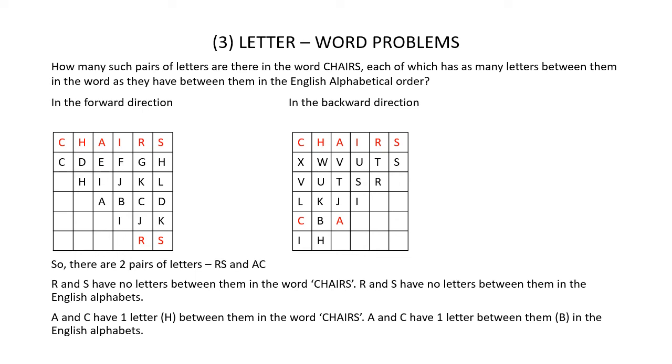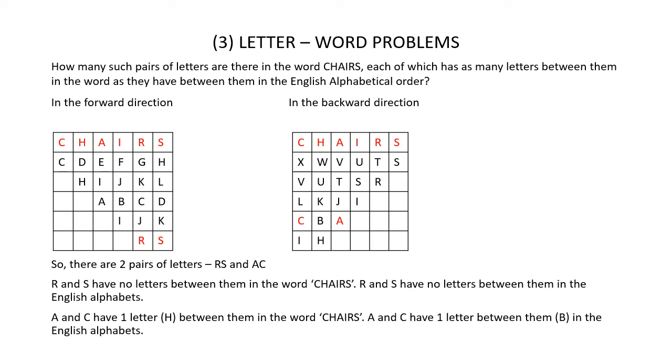So finally you have found one answer pair RS in the forward direction and another answer pair AC in the backward direction. So there are two pairs of letters, RS and AC. You'll see that R and S have no letters between them in the word chairs. Also, R and S have no letters between them in the English alphabet. Also, A and C have one letter, H, between them in the word chairs. That is, in the word chairs, between A and C there is the letter H. Also, A and C have one letter between them, B, in the English alphabet. So, RS and AC are the required answer pairs.